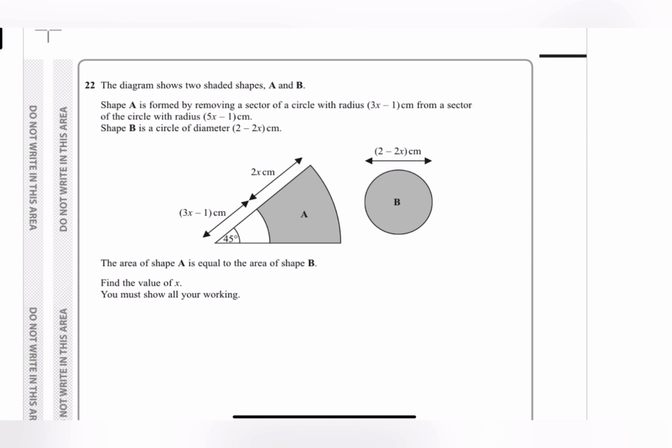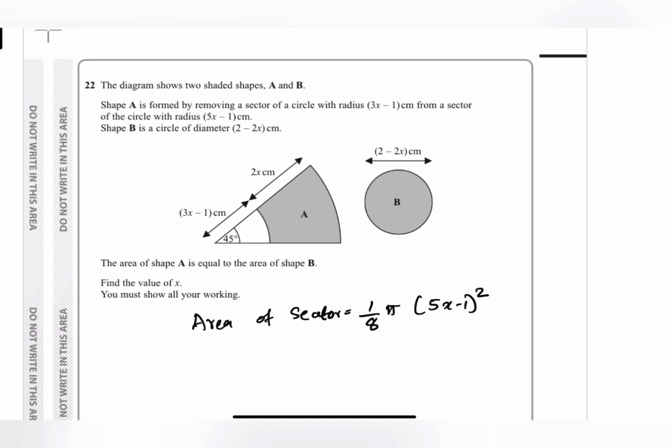So what we can do is, you can see the sector is 1/8 of a circle, right? Which is because it is 45 degrees because of the angle. So the radius is 3x minus 1 plus 2x, so that is 5x minus 1. So you can say area of the sector will be 1 over 8 pi times 5x minus 1 whole square.